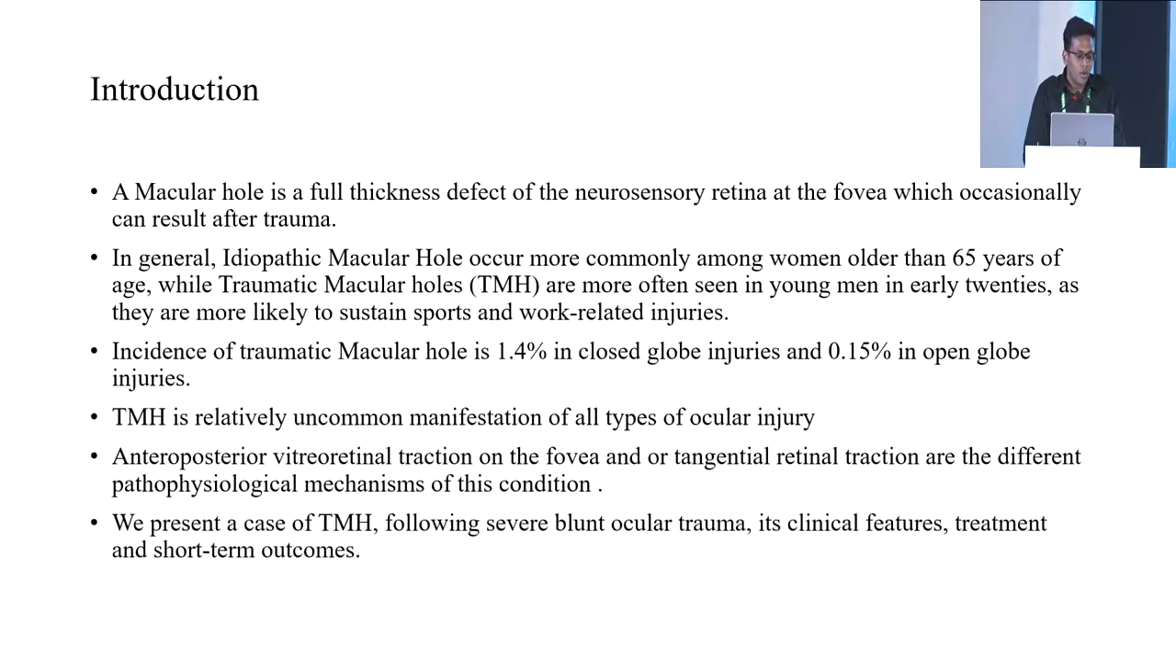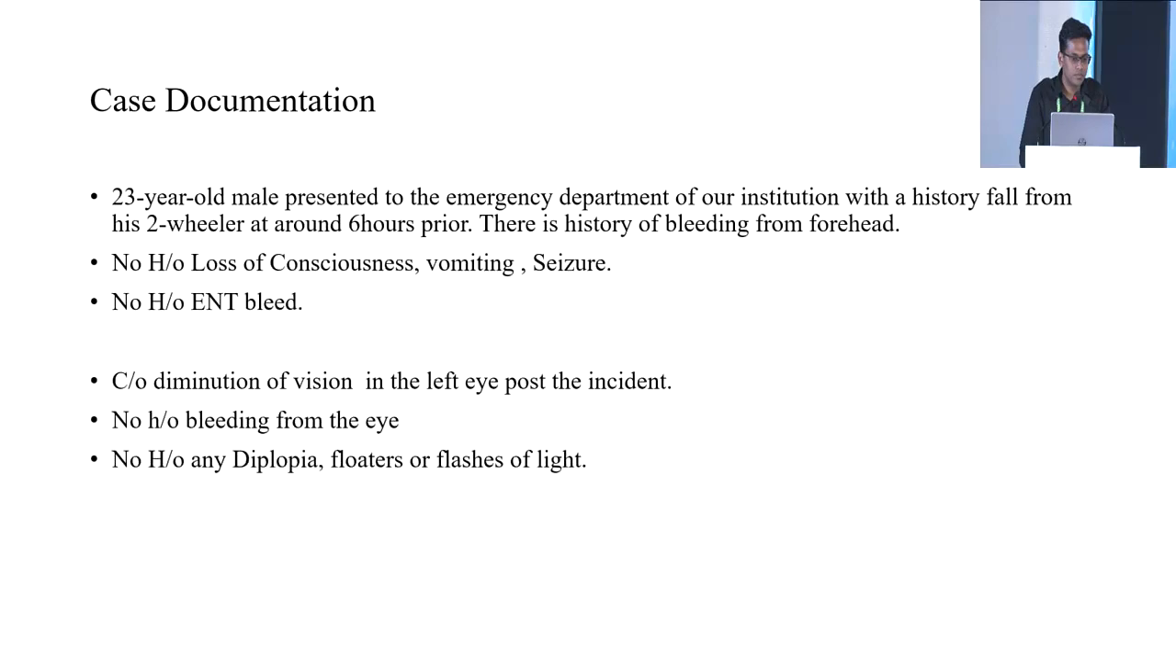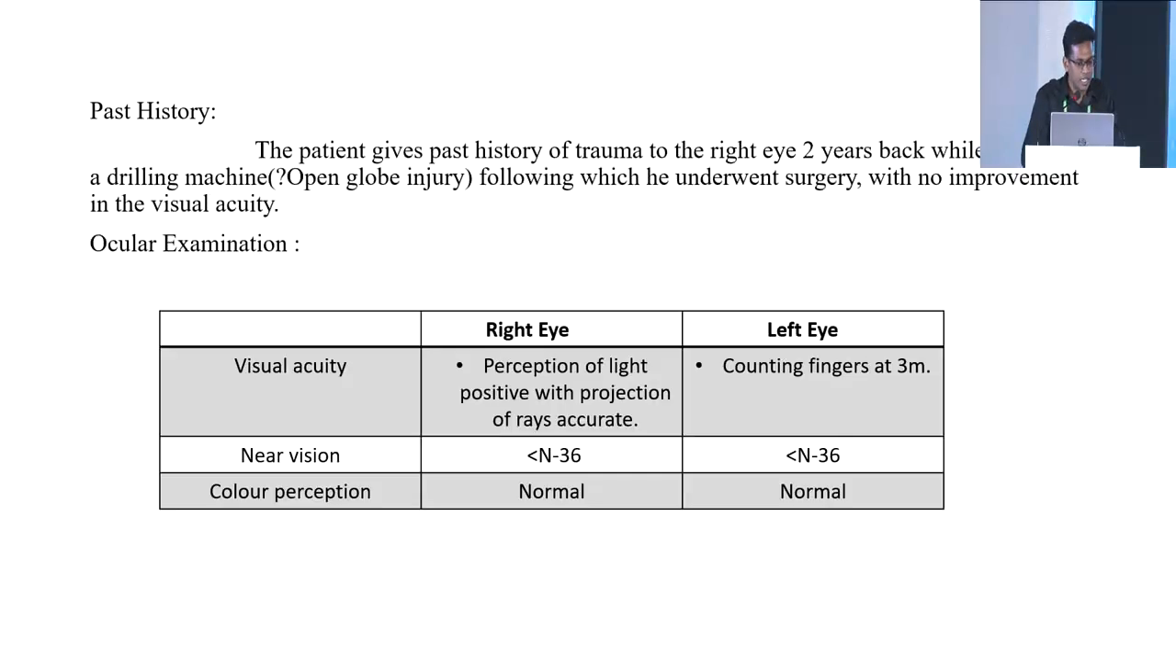So we present a case of traumatic macular hole following severe blunt ocular trauma, its clinical features, treatment, and short-term outcomes. We had a 23-year-old male patient who came to the emergency department of our institution with history of fall from his two-wheeler 6 hours prior to presentation. There is history of bleeding from his forehead. There is no history of loss of consciousness, vomiting, seizures, or any ENT bleed. He complains of diminution of vision of the left eye after the incident. No history of any bleeding from the eye, no diplopia, floaters, or flashes of light.